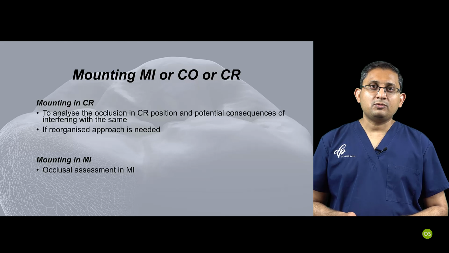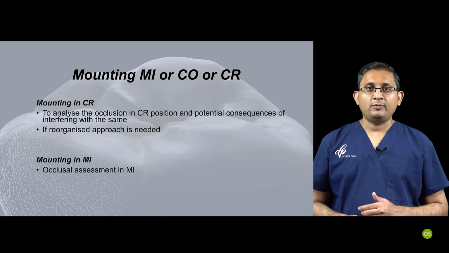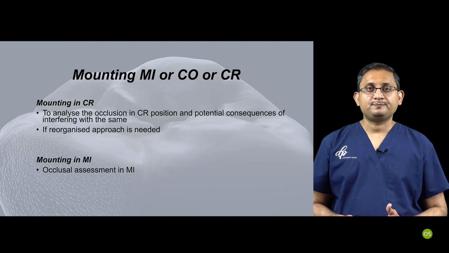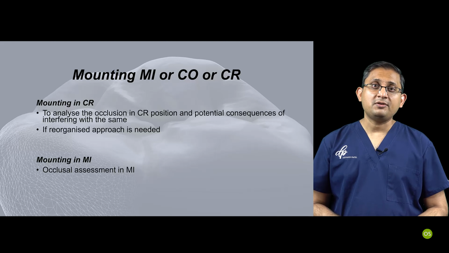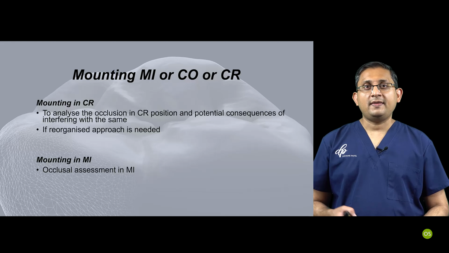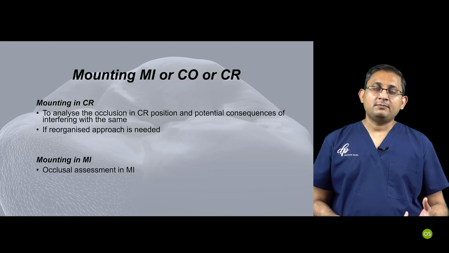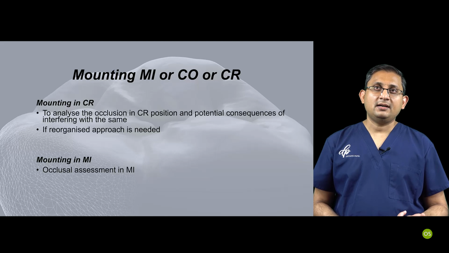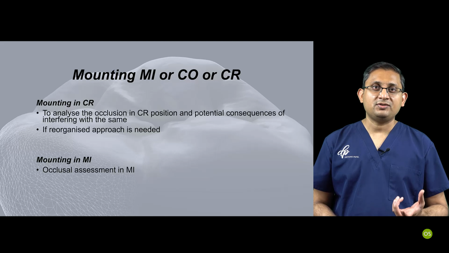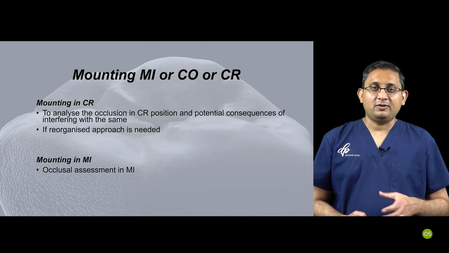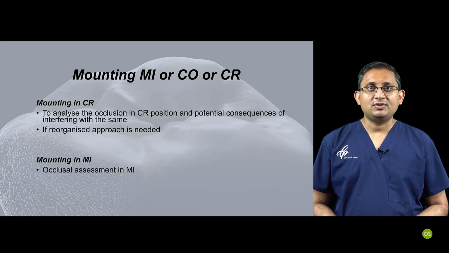When you need to mount a model in MI, so when you're doing occlusal assessment, what I tend to do is I tend to have two mountings. One mounting is in CR and another mounting is in MI, because in mounting in CR, you can't really assess patient's occlusion because it's a tooth apart position.